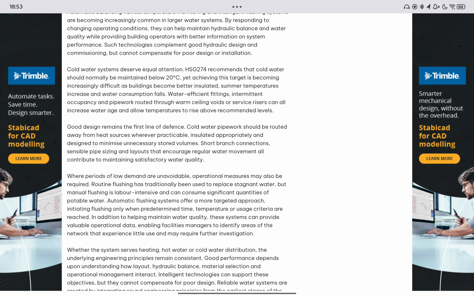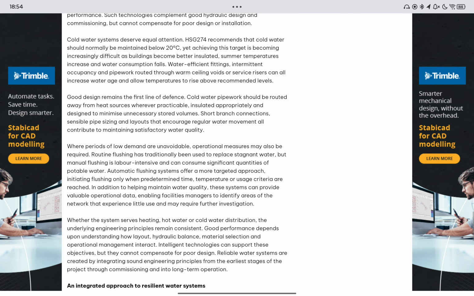Cold water systems deserve equal attention. HSG 274 recommends that cold water should normally be maintained at below 20 degrees C, yet achieving this target is becoming increasingly difficult as buildings become better insulated, summer temperatures increase and water consumption falls. Water efficient fittings, intermittent occupancy and pipework routed through warm ceiling voids or service risers can all increase water age and allow temperatures to rise above the recommended levels.